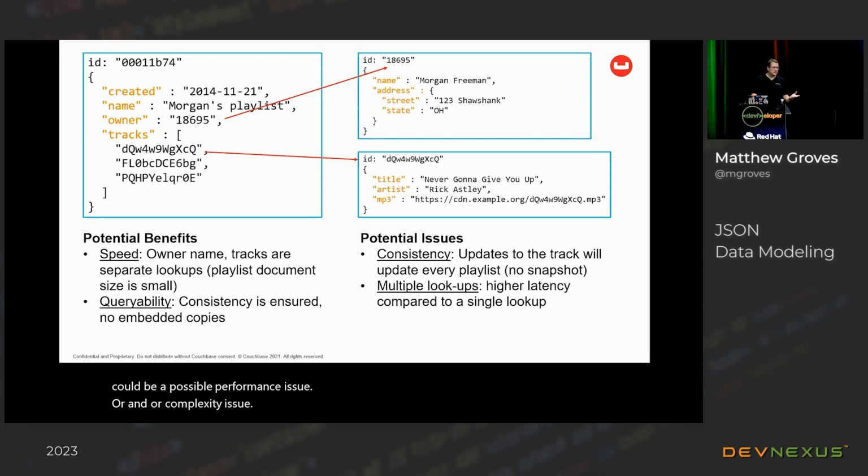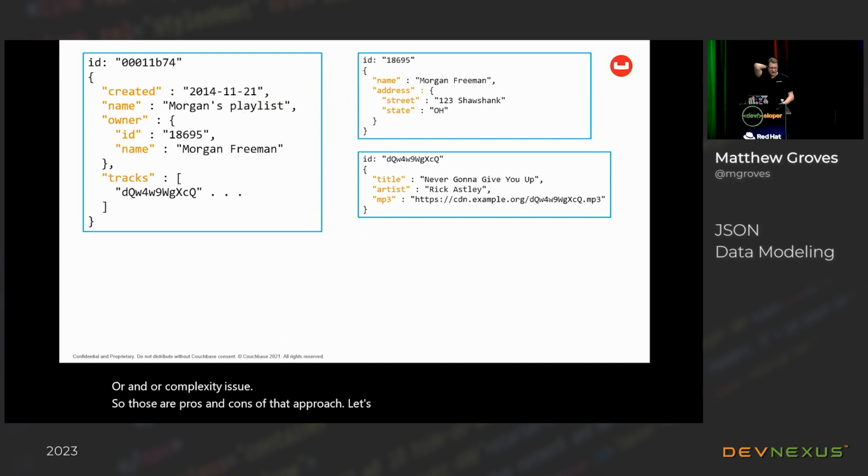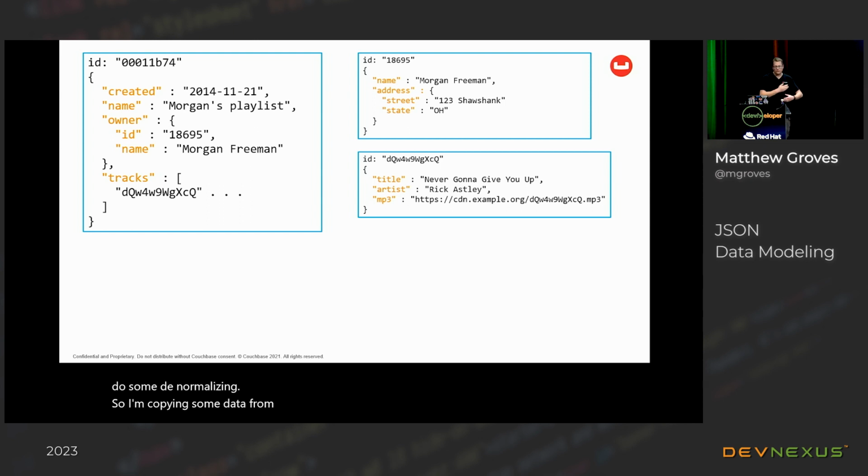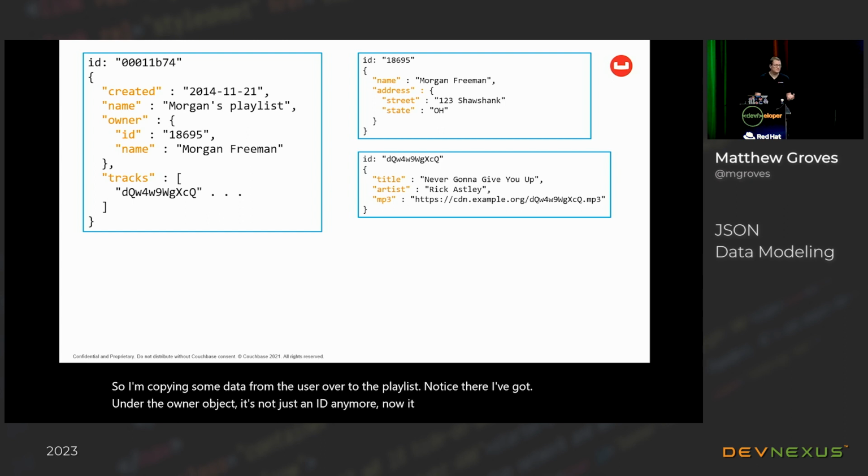Okay, so those are pros and cons of that approach. Let's get a little bit more embedded here. Let's do some denormalizing. So I'm copying some data from the user over to the playlist. Notice there I've got under the owner object, it's not just an ID anymore. Now it contains Morgan Freeman, the name of the owner of this document.